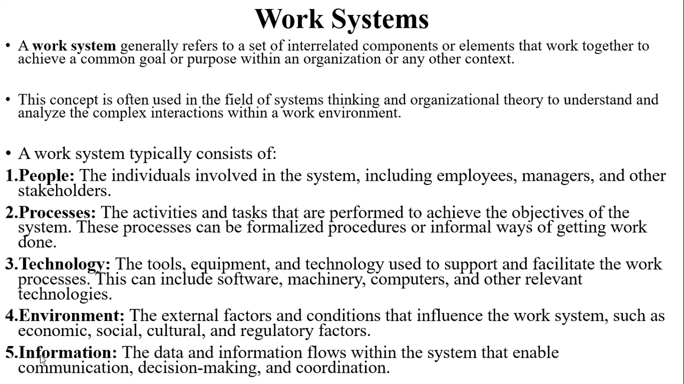Now, the fifth component, which is also integral to the success of any prudent work system, is information. To pursue any form of goal attainment in an organization through its people, processes, technology, and environment, you need relevant and important information. Therefore, the data and information flow within the work system can enable communication, decision-making, coordination, and control, such that members of the organization will not deviate from the targets that have been set.